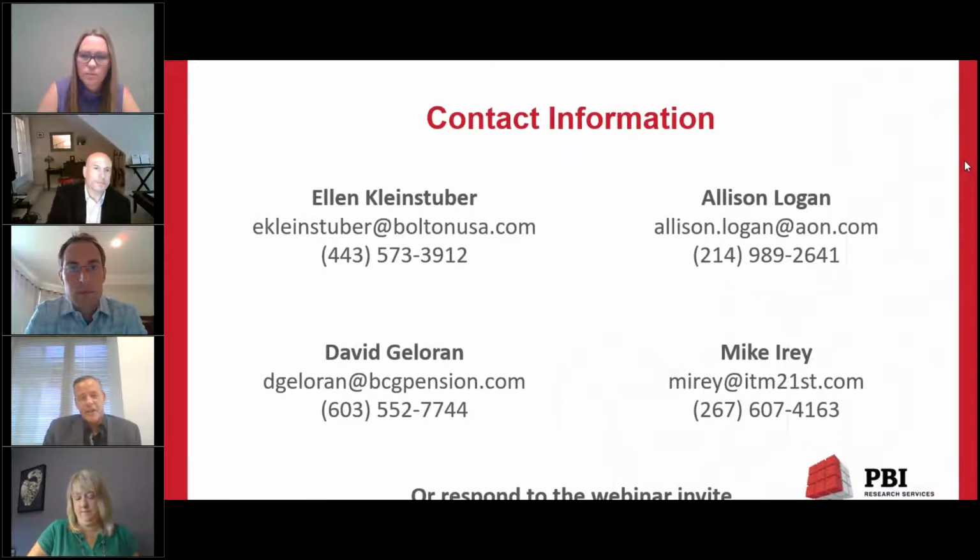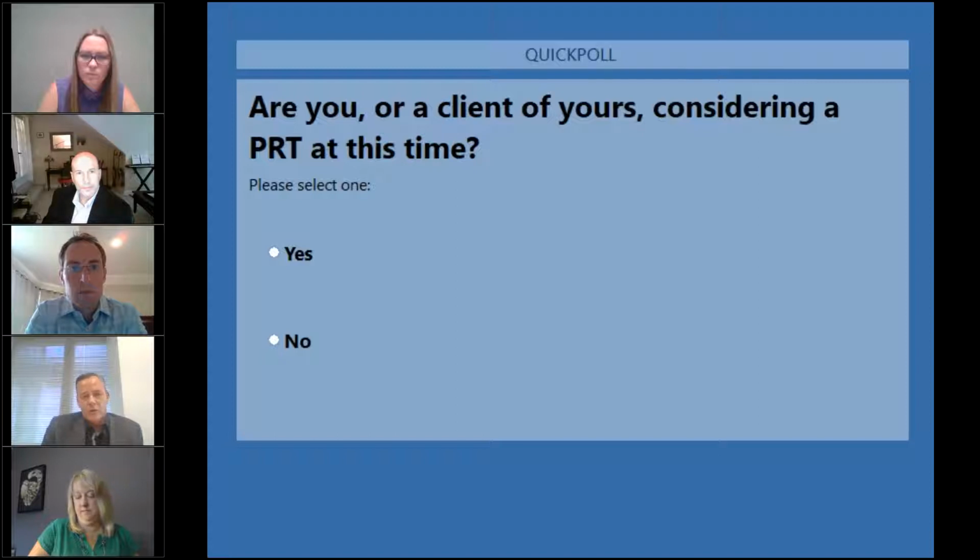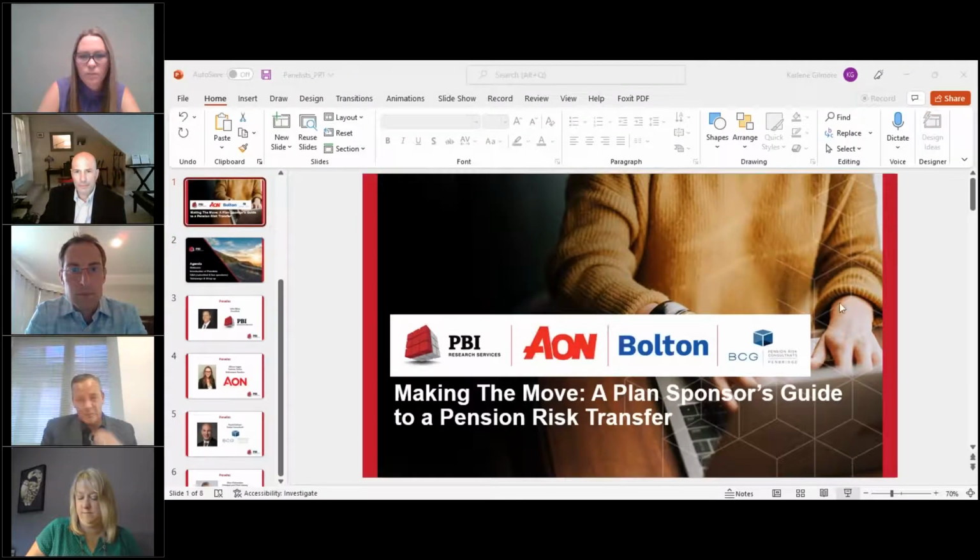Before we go to the second question, just to get a gauge on where we are with regard to this topic, we have a poll question. For those of you that are considering or responsible for pensions, the first question is, are you or a client of yours considering a pension risk transfer at this time? If you answer yes or no, we'll give it about 20 seconds. It's a fairly straightforward question. All right. 63% of the participants said yes, to the people that answered. So that's a pretty high percentage at this point.